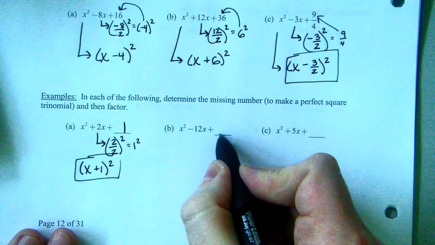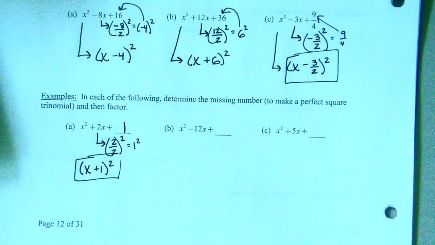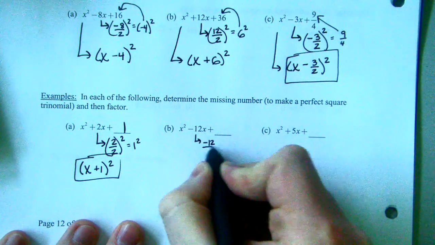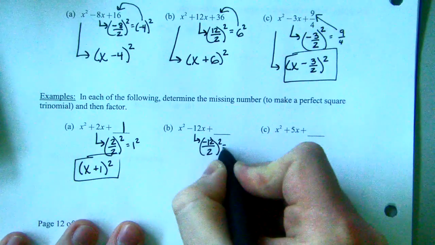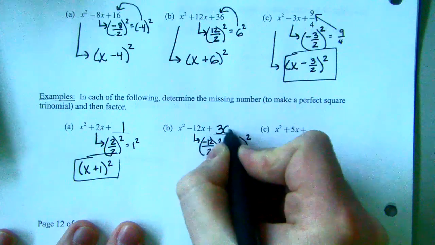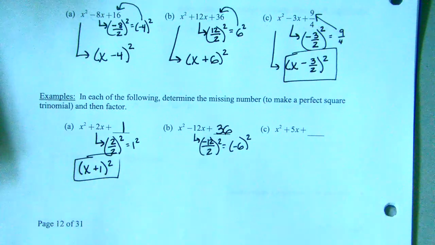In letter B, what number is going to go at the end? I need to do half my middle number squared. Half of negative 12 squared. Okay, half of negative 12 is negative 6. Squared gives me 36. I'm going to stick a 36 over there.